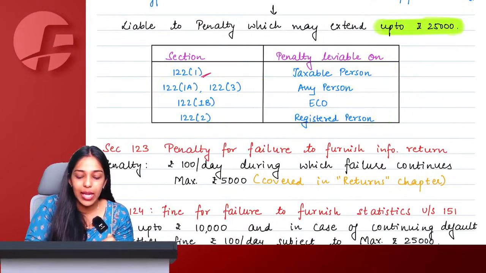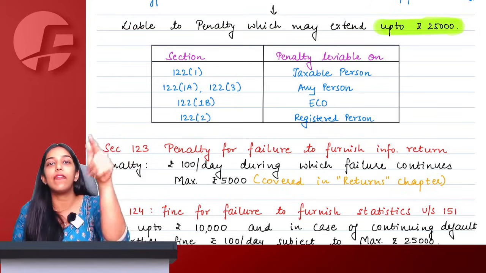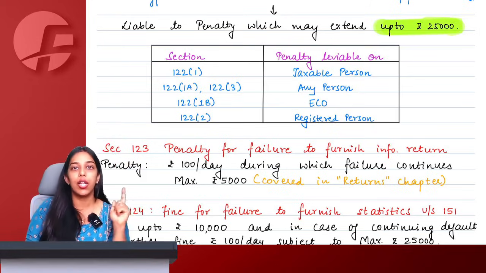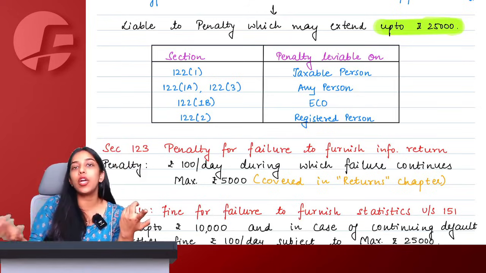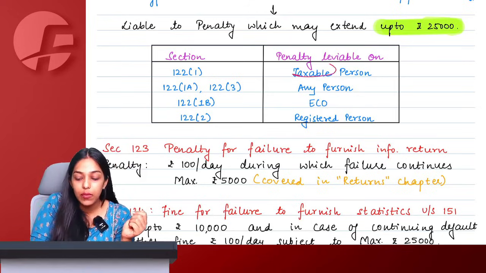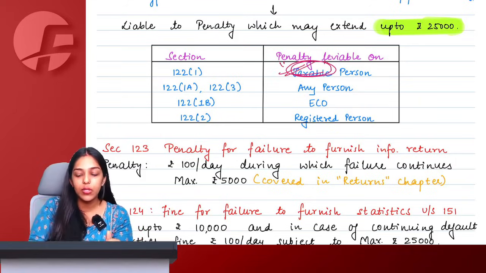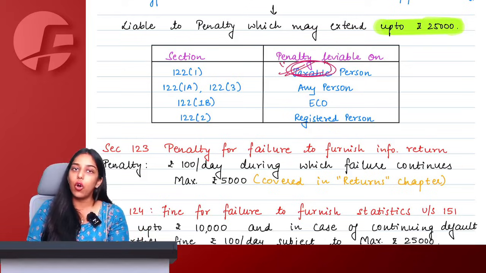Why are they using the word taxable and not registered? Because there is this offence where I am liable but I have not taken registration. Then in that case, you will not be a registered person, but you still will be a taxable person, because people who are liable but do not take registration are also taxable, and a penalty can be levied on them also.